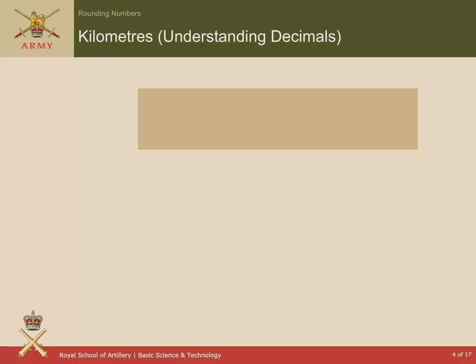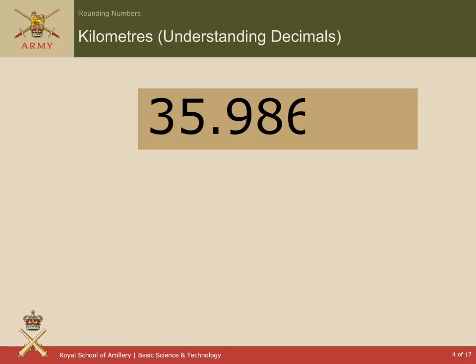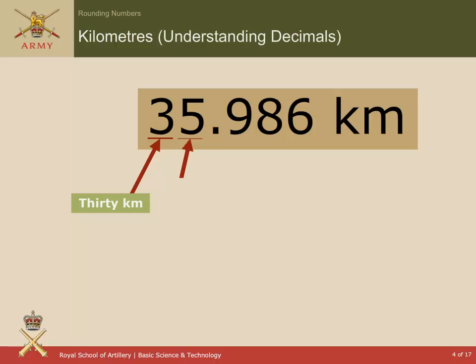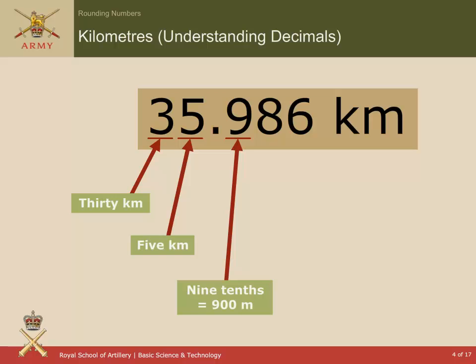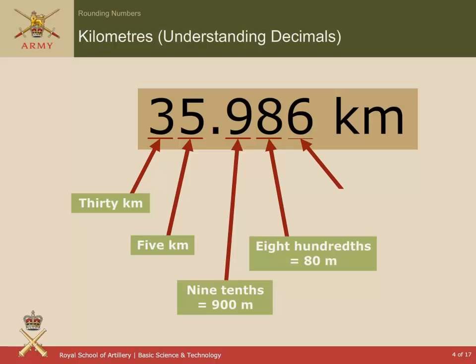Here we have a number, 35.986 kilometres. So first of all, we have to understand what the various numbers mean in this case. So the 3 represents 30 kilometres, the 5 just represents 5 kilometres. We then go across the decimal point, 0.9, that's 9/10 of a kilometre, or 900 metres. The 8 represents 800ths, or 80 metres. And the 6 represents 6,000ths of a kilometre, or 6 metres.